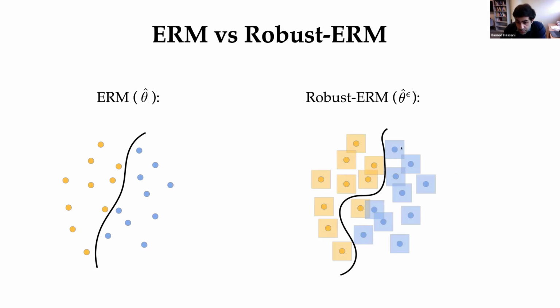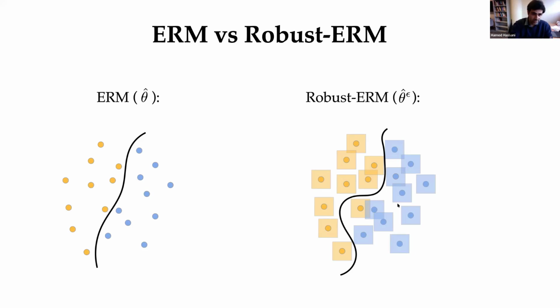Around each data point, it first draws a ball of radius epsilon. The squares are the balls of radius epsilon. And it tries to find a classification boundary that does not touch these balls. In other words, it finds a boundary that touches the least possible number of balls, as you see here. So that's the solution. That's the difference between these two learning paradigms.